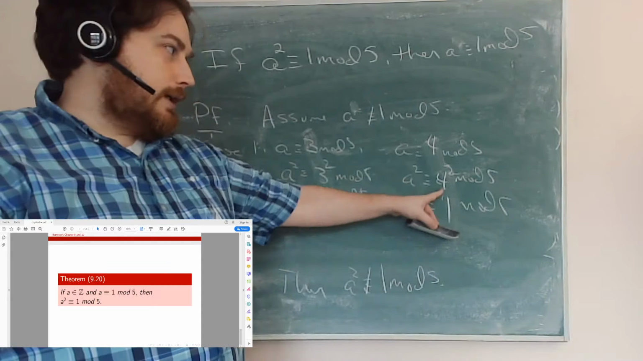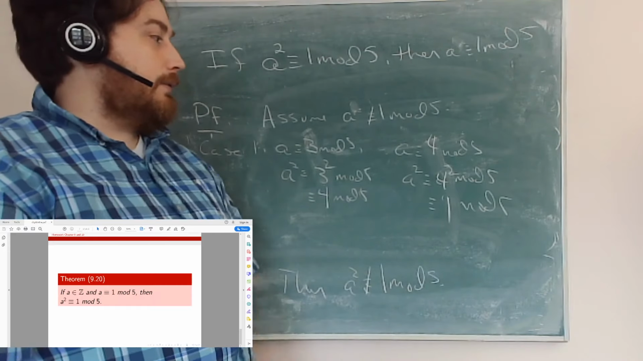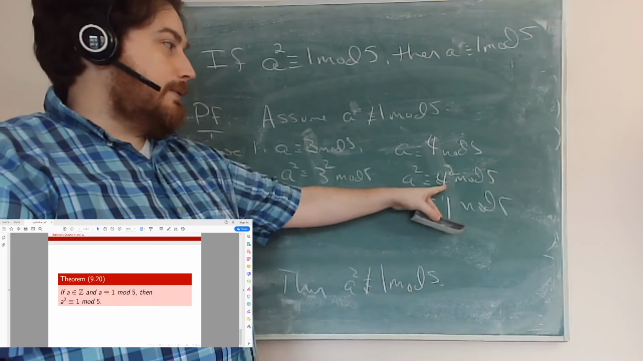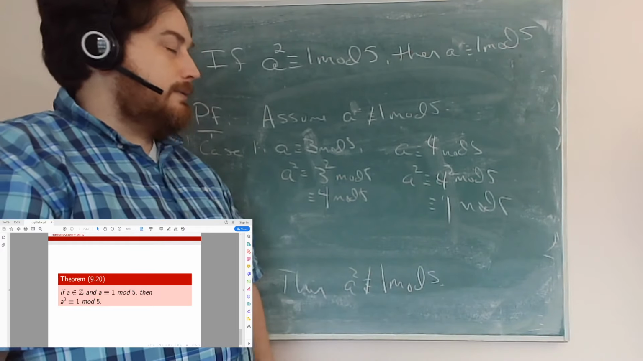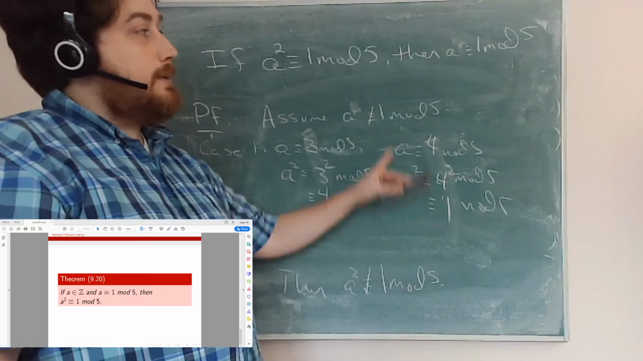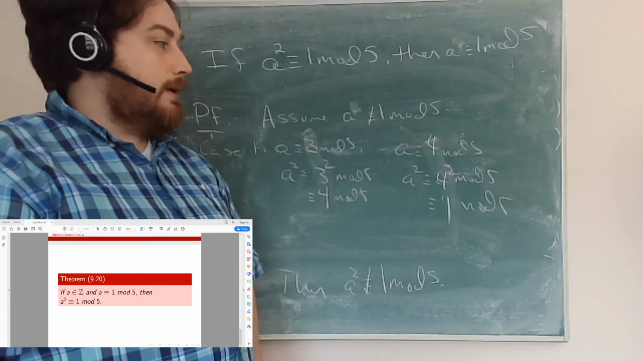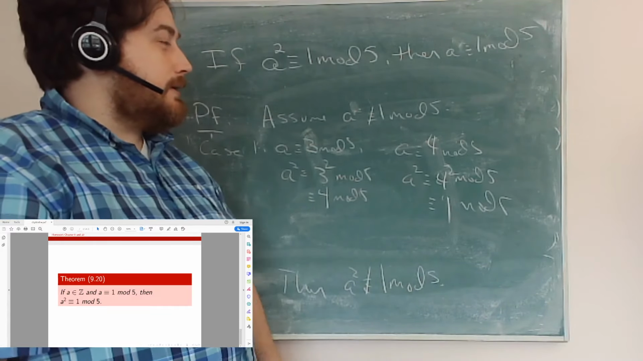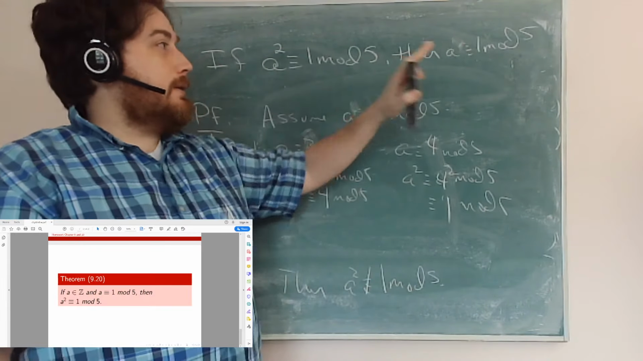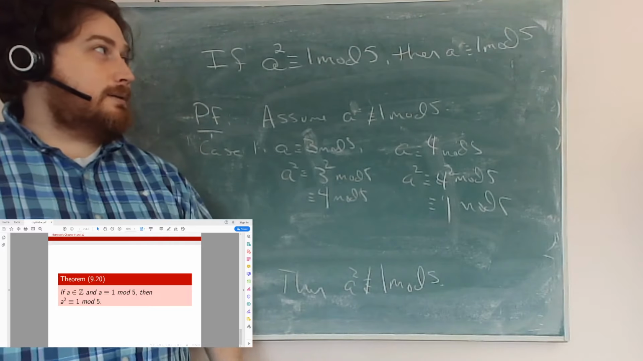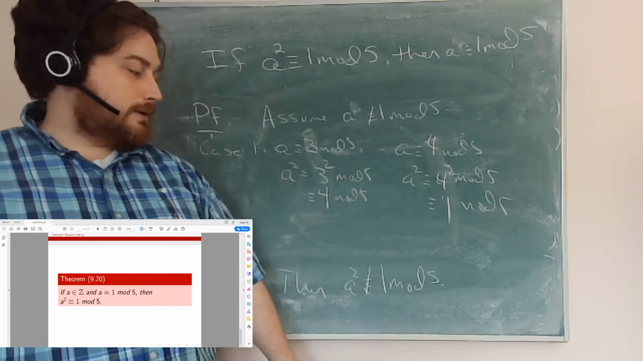Oh, so we actually can get that this theorem would be false, because 4 squared is indeed equal to 1 mod 5. So I guess I was wrong on this one. It does work out that you can have something where A squared is congruent to 1 mod 5, but A is not 1. That is, we could use 4. So there's a counterexample.